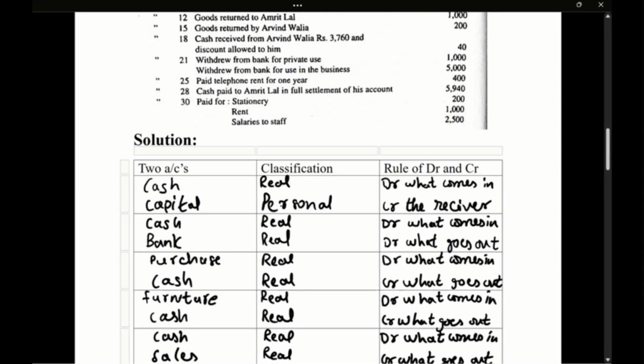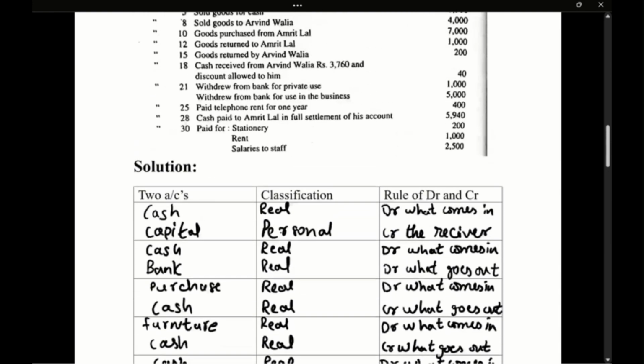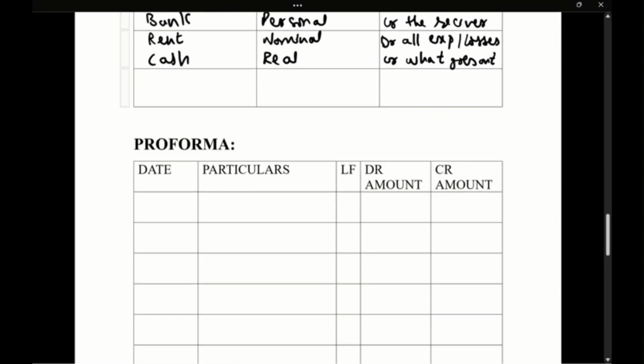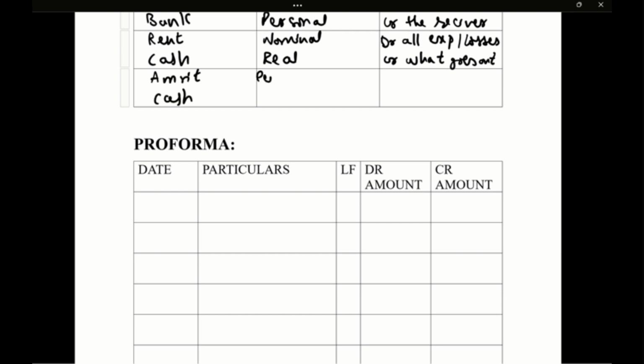Next entry we have cash paid to Amrit in full settlement of his account. So we have here Amrit and cash. He is a personal account. Cash is a real account. Debit the receiver. And here credit what goes out.